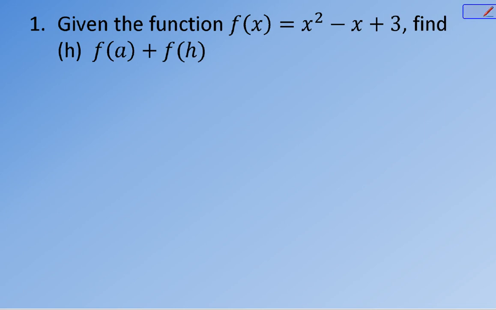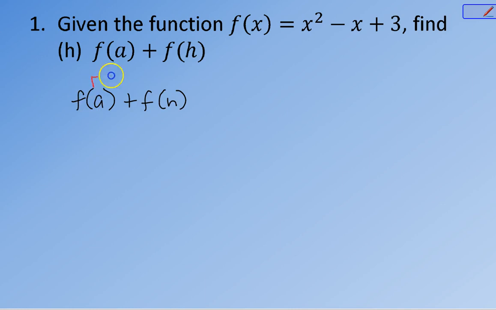Okay, here we go. So this one's a little different in that you have this function f of x, which is a quadratic, and down here you have an f of a plus an f of h. So you're adding this function to itself, but replacing the x's with a's and then replacing the x's with h's. So here's what I'm going to do. I'm going to rewrite it so that I can do this.